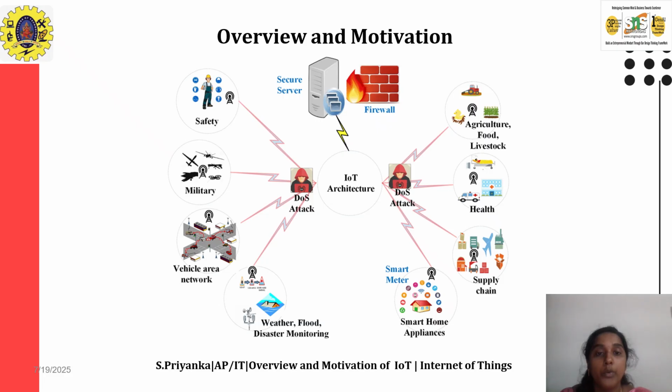In the overview and motivation, we can see many things, that is servers, firewall. This is an IoT architecture which includes safety, military, vehicle area network, weather, flood and disaster monitoring, smart home appliances, supply chain, health, agriculture, food, livestock. All these come under IoT. IoT mainly covers all these things.